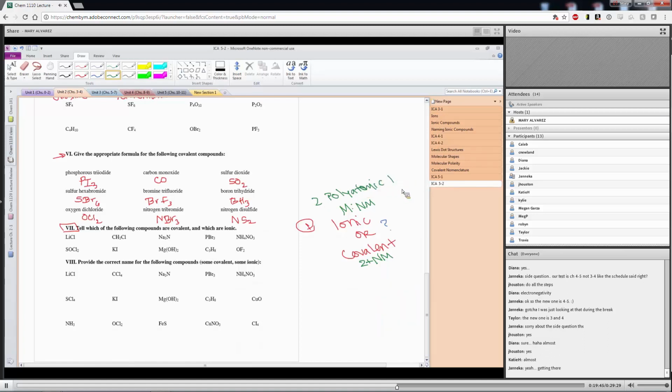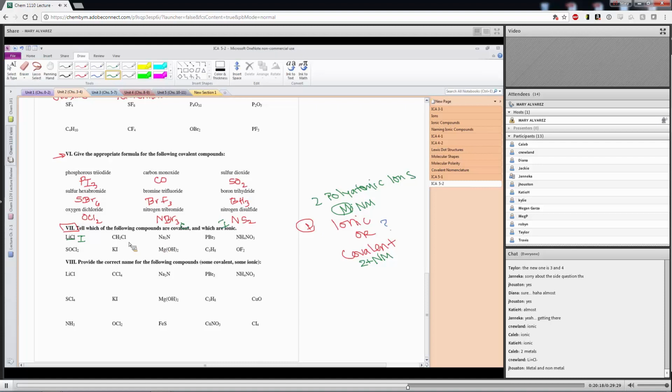Okay, you're getting there. Okay, so section 7, you tell me, LiCl, ionic or covalent? Ionic, why? Lithium's a metal. The second I know I've got a metal, then I know it's going to be ionic. Excellent.